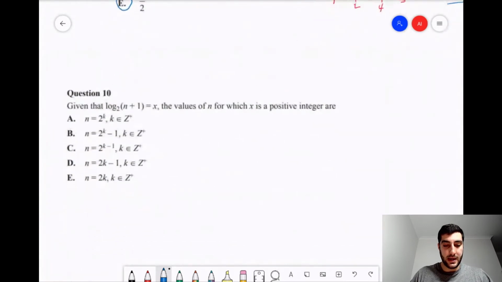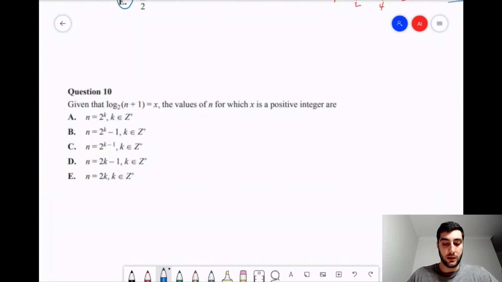Given that log base 2 of n plus 1 is equal to x, find values of n for which x is a positive integer, and then we've got these options here. These are all n is equal to something, and they've each got k as an element of Z plus, so you can treat that as a bit of a clue. Since it's all in terms of n, let's just rearrange this expression and make n the subject.